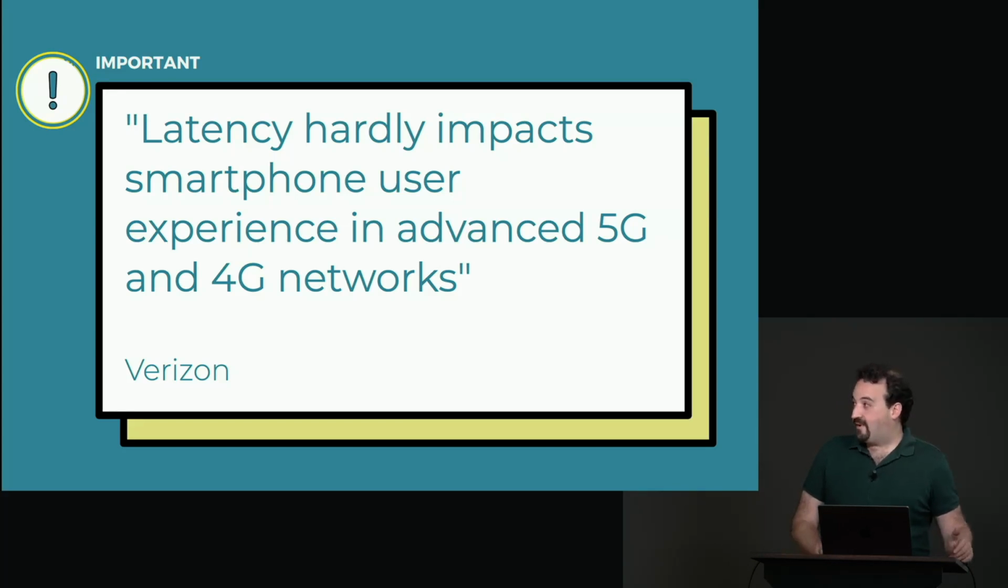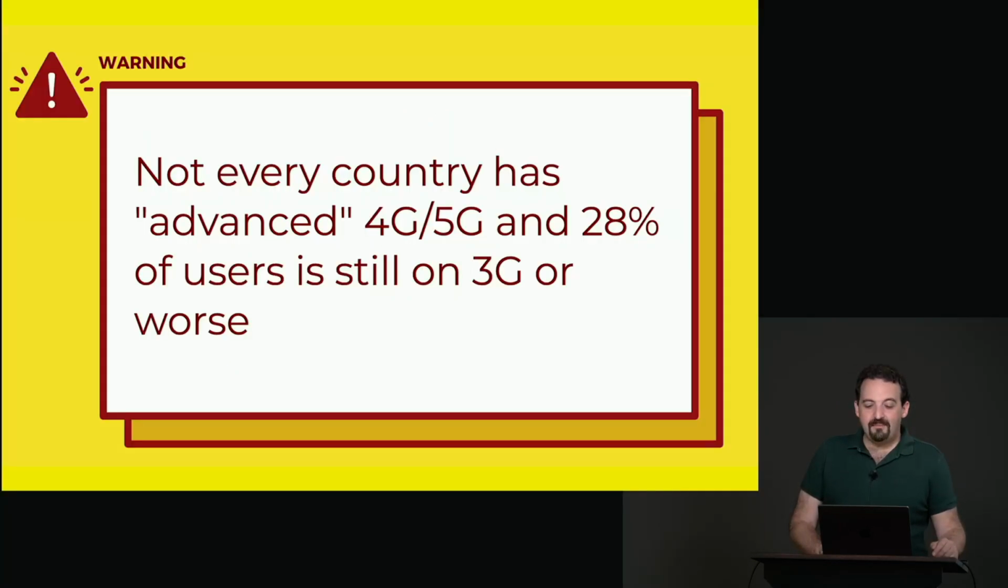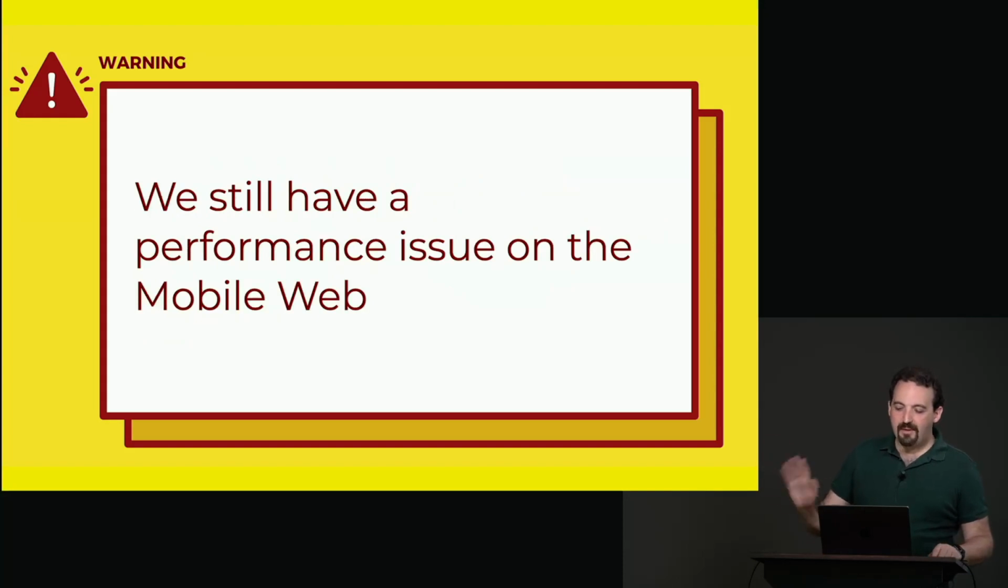The problem is that, first, that's not completely true. But anyway, not every country has advanced 4G and 5G. They might have 4G and 5G, but not advanced. And we still have 30% of users on 3G or worse. So it's not like we shouldn't care about performance on mobile devices. It's still a problem today. Does it make sense? Okay, do you have any questions? No? Okay, so we still have a performance issue with the mobile web. And that's why we care about this, okay?